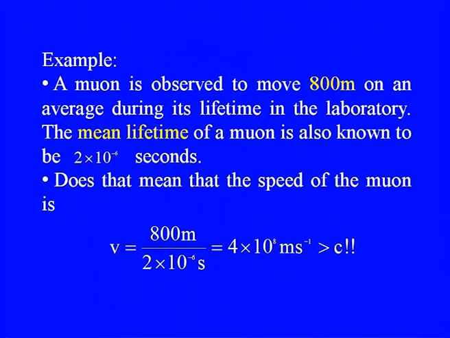So if we just write the velocity as the distance covered divided by its mean lifetime, that's 800 meters by 2 × 10⁻⁶ seconds, we end up with 4 × 10⁸ meters per second. And this is much bigger than the speed of light. Now this is heresy in special relativity. Obviously we haven't considered something. So what's that?